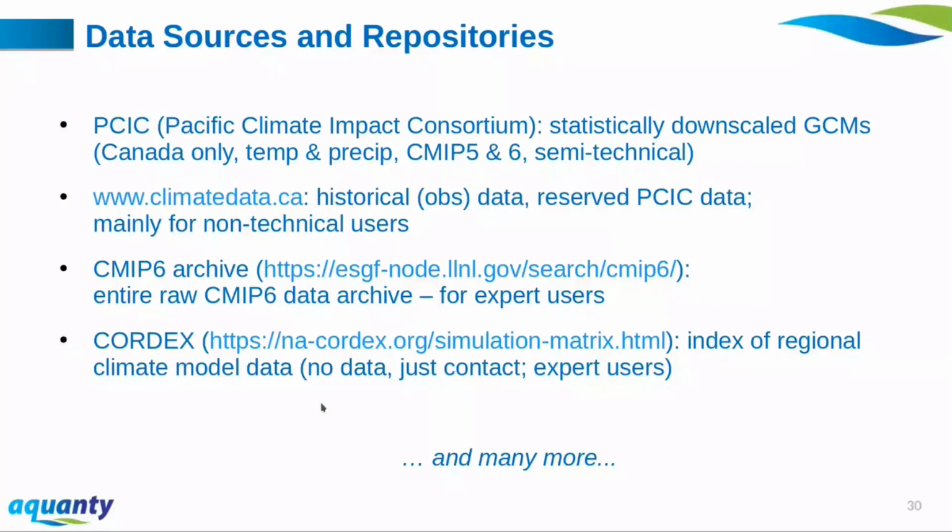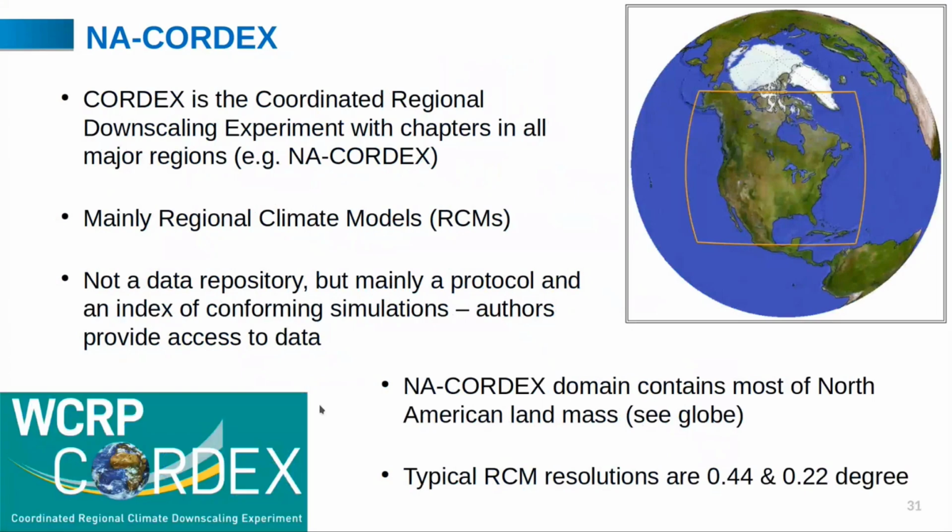There's also CORDEX. CORDEX is a regional climate model. It's essentially an index of data. It's not really a repository. There's also a lot more. This is just a small selection. CORDEX is also more for expert users. And since I've mentioned it, CORDEX is the Coordinated Regional Downscaling Experiment.